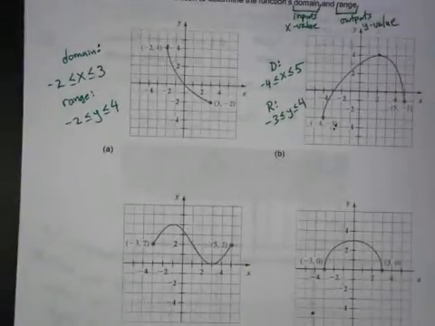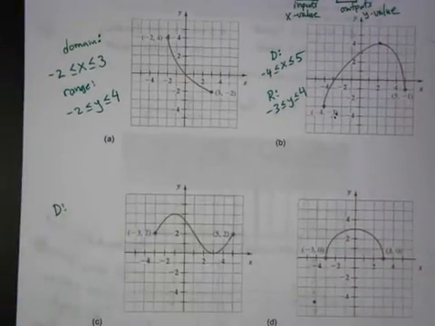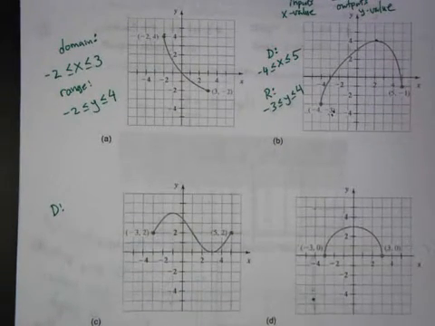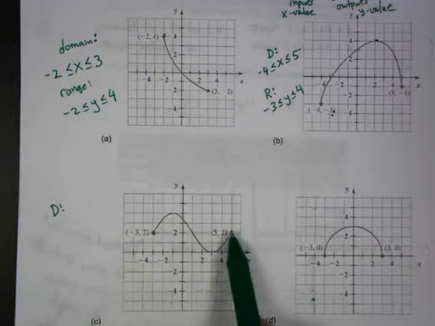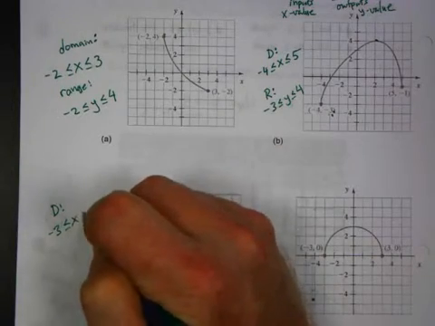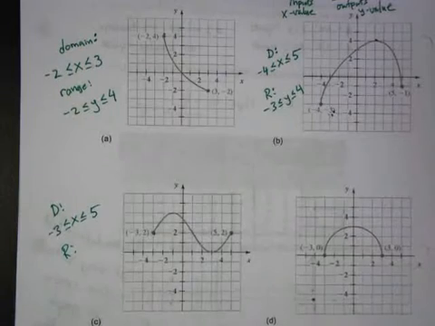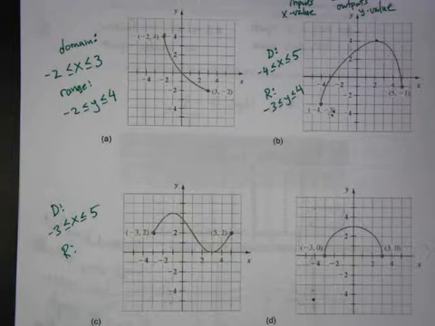Okay, how about C? -3 to 5. Furthest left is x equals -3. Furthest right is x equals 5. I agree. -3 less than or equal to x less than or equal to 5. How about the range? 0 to 4. Yeah. So you do need to be careful.